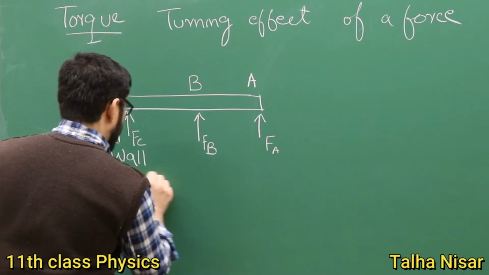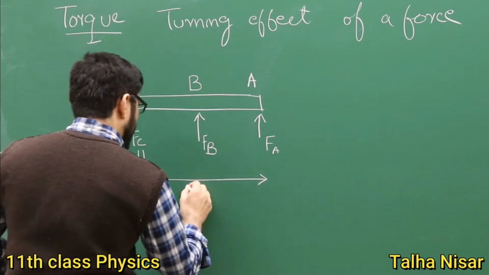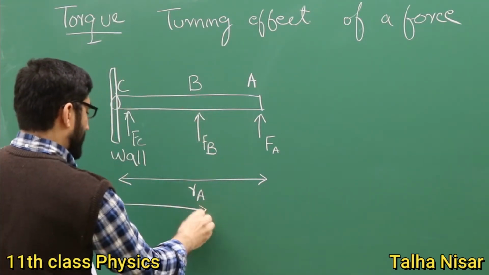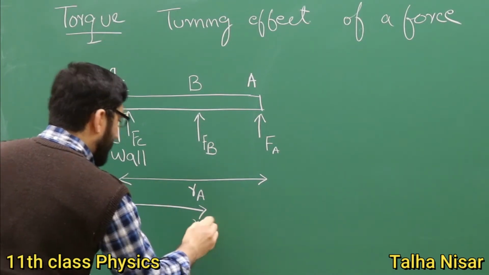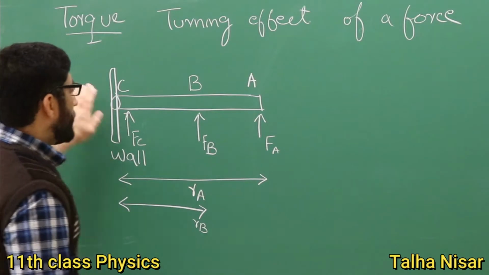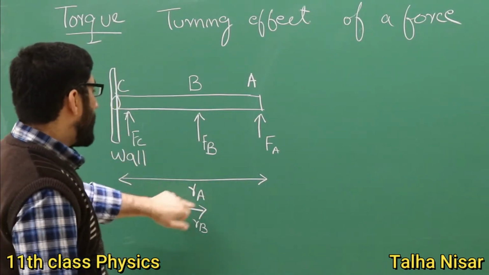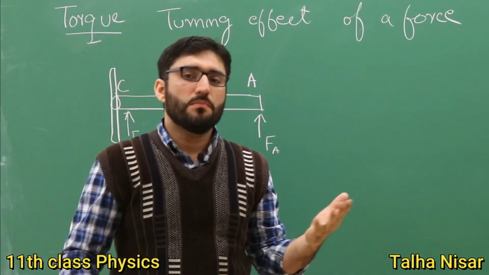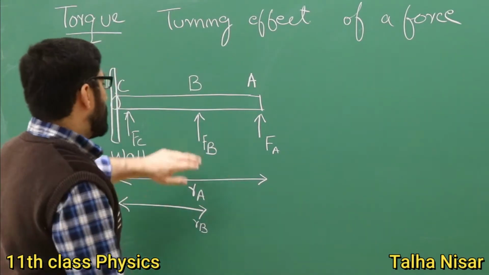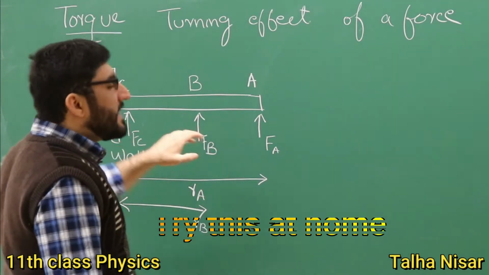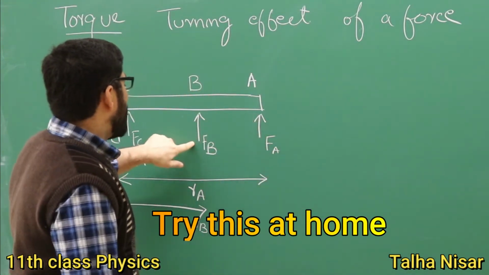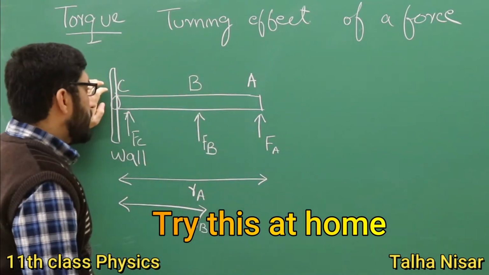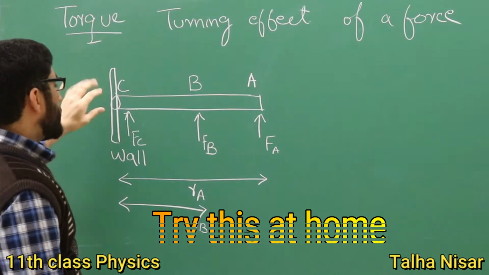So this distance here is RA, and from this distance we have RB, and here the distance is 0. So if we apply a force at the distance RA, it will be easier to open or close the door, or to push this door. But if we apply a force here, it will be a little bit difficult compared to this point. Similarly, if we apply a force here, it will be almost impossible to push a door.